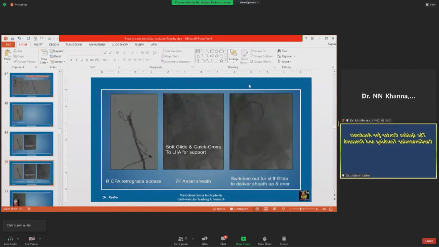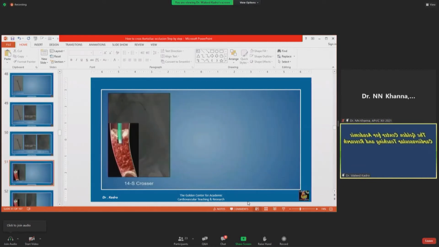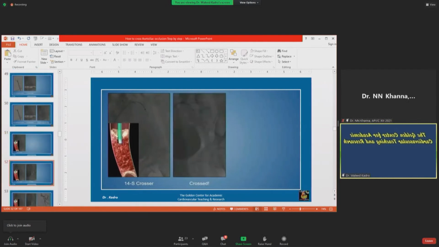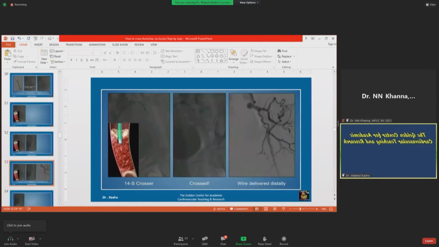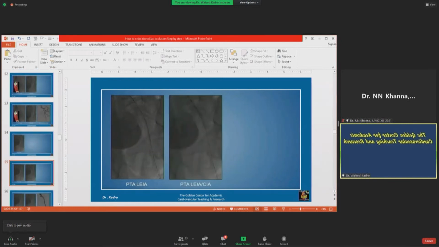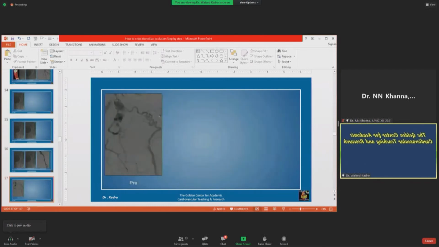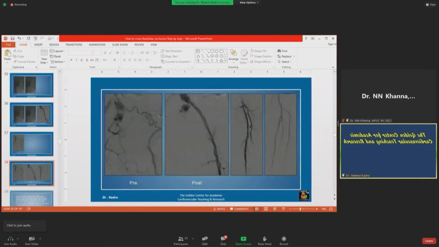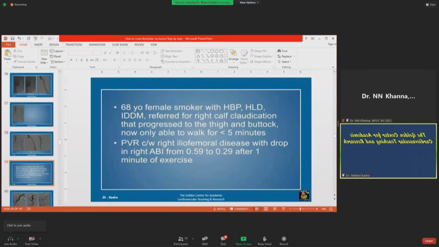And once we delivered the crossover sheaths, then we switched to a stiff glide wire, and we were able to penetrate and cross, and then do further stenting, PTA, and then put in a self-expanding stent. This is the pre, and this is the final, and this is the good run-off. So I still have time for another case.